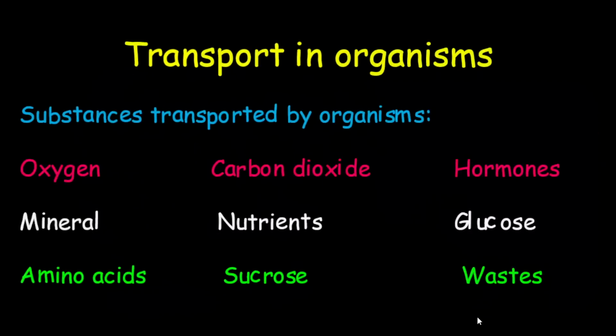Now let's talk about transporting organisms. Just to give a general idea, it is the movement of substances within organisms. We need to know about the transportation of oxygen, minerals, amino acids, carbon dioxide, nutrients, sucrose, for example, in plants, hormones, glucose, and also waste. We need to know the transportation of these substances within different organisms.